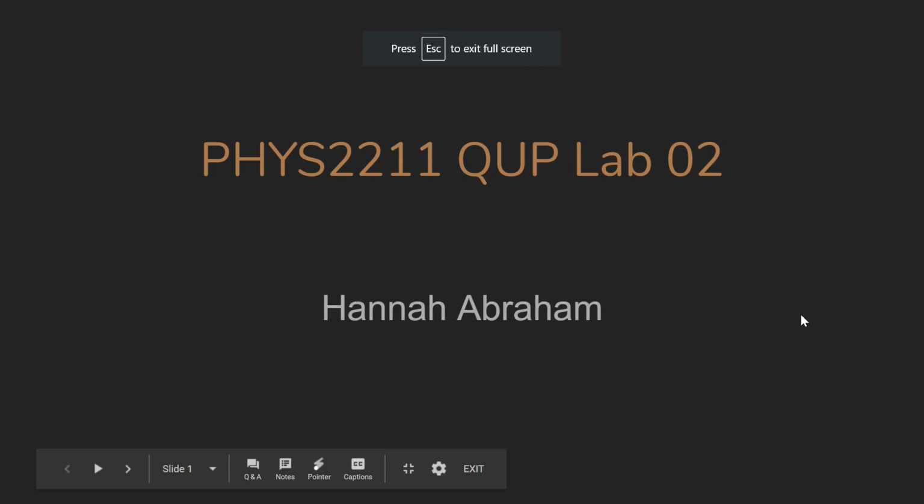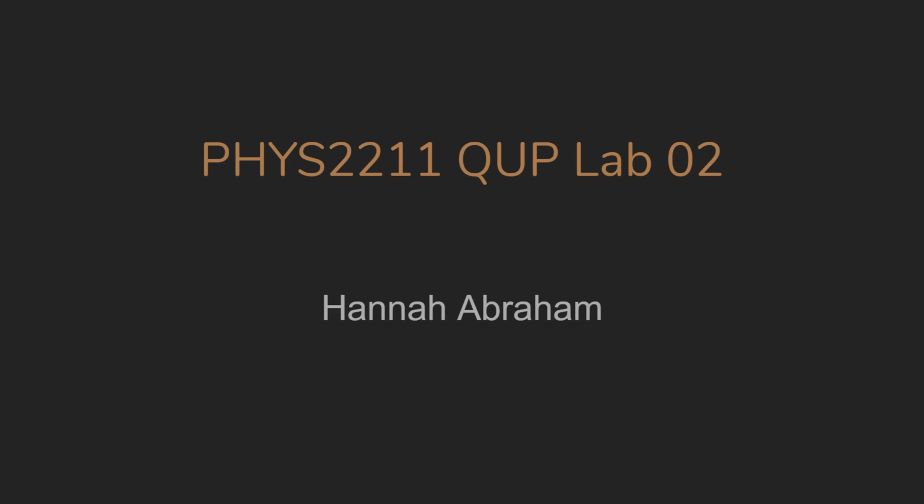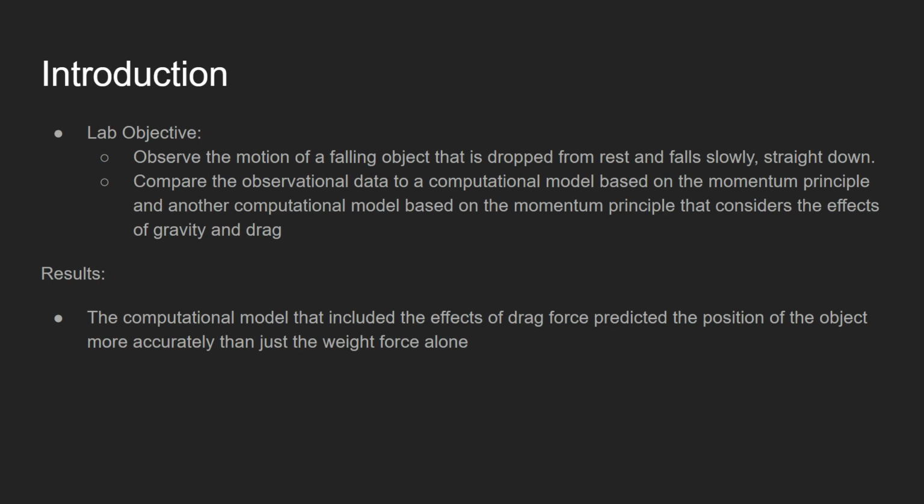This is Lab 2 for Physics 2211, which looks at the physics behind the motion of a falling object. The purpose of this lab was to observe the motion of a falling object that has dropped from rest and falls slowly straight down, and to compare the observational data to a computational model based on the momentum principle and another computational model based on the momentum principle that considers the effects of gravity and drag. The results found that the computational model that included the effects of drag force predicted the position of the object more accurately than just the weight force alone.